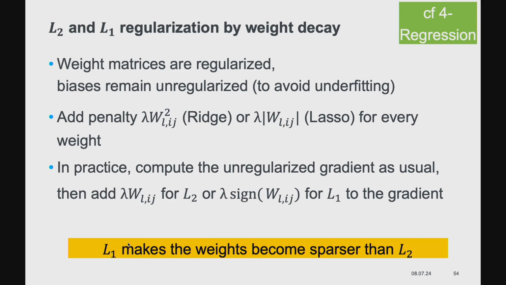And we have the same effect that we had already with linear regression, that the L1 makes the weights become sparser, because if the weight is reduced and then we only subtract a small part of the weight, then it's hard to reach absolute 0. That's more easily possible with lasso, just the same as with linear regression.